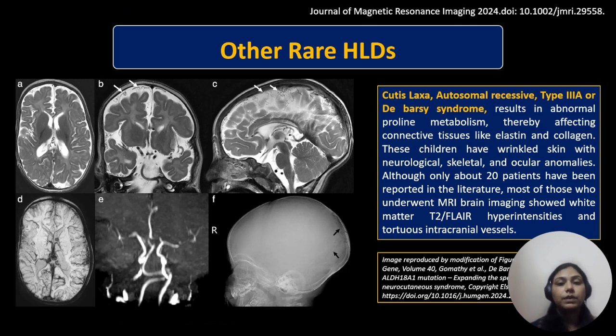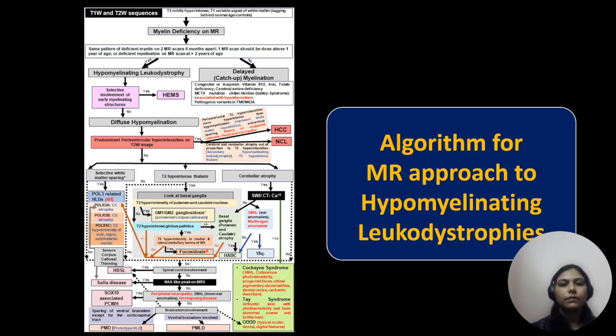Hypomyelination may be associated with very rare disorders as well. For example, this is a case of Tay syndrome, where in addition to white matter hyperintensities which represent hypomyelination, there is presence of a lot of tortuous veins as well as arteries. This patient also showed wormian bones. It turned out to be cutis laxa, autosomal recessive type 3A, on genetic evaluation.